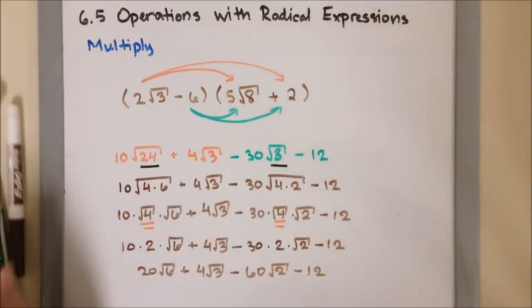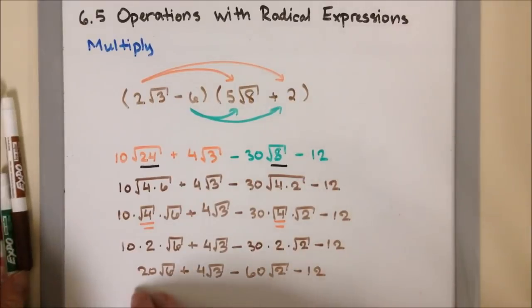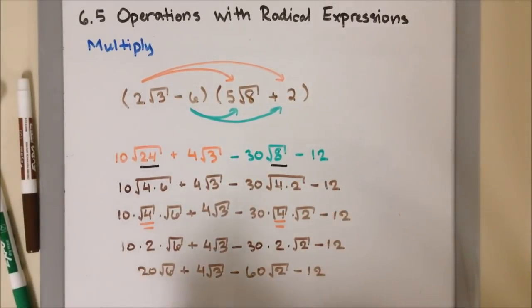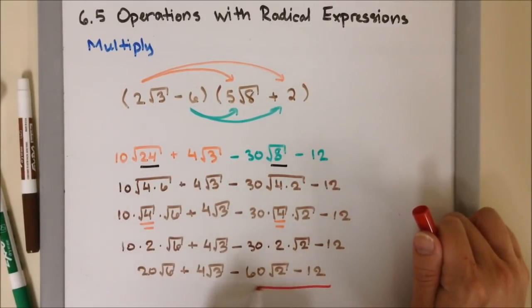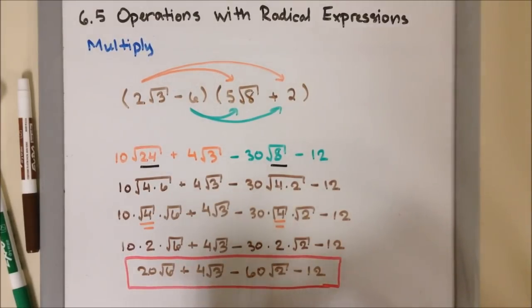Alright, here, I'm going to check. I have square root of 6, square root of 3, and square root of 2. They're all in their simplest form. I cannot combine like terms, so this will be my final answer. 20 square root of 6 plus 4 square root of 3 minus 60 square root of 2 minus 12. That is your final answer.